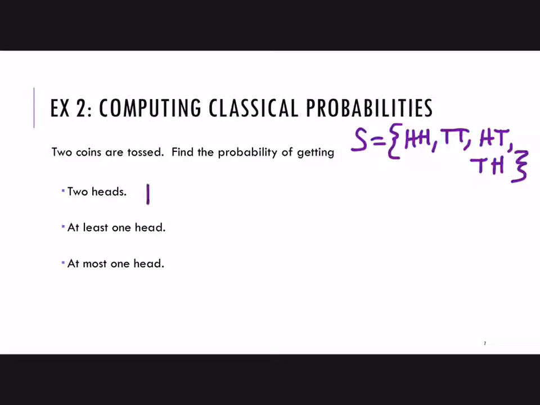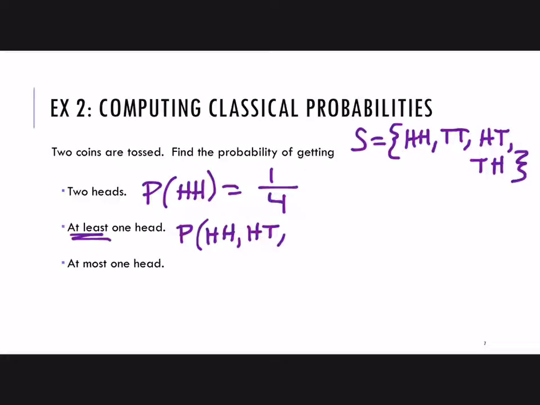Okay, the probability of getting 2 heads. Well, that would be head, head. There's only one way to do that out of 4 possible options. So the probability is 1/4. The probability of getting at least 1 head. So at least would mean exactly 1 head or more than that. So our possible options are head, head, or head, tail, or tail, head. So 3 out of 4 ways for that event to occur.